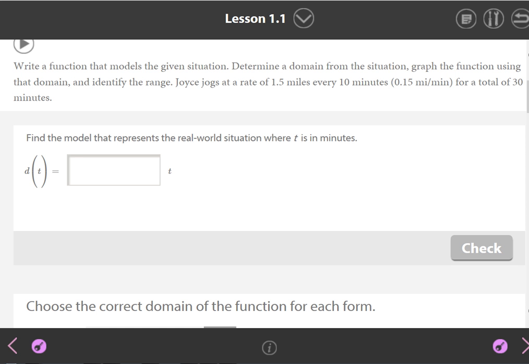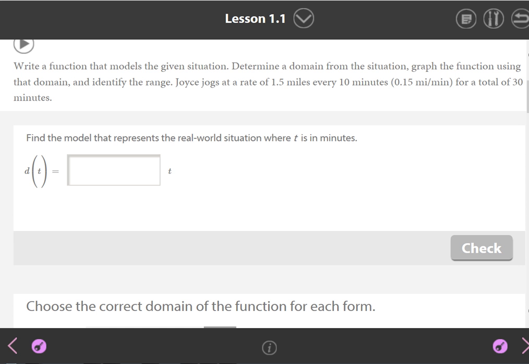What do you think? So what's her starting value? 0. Yeah, she's starting from the starting line. In this case, it's 0, isn't it, right? So we don't have to worry about a y-intercept, right? The starting value is 0. So all we need is a rate, right? What's the rate going to be?